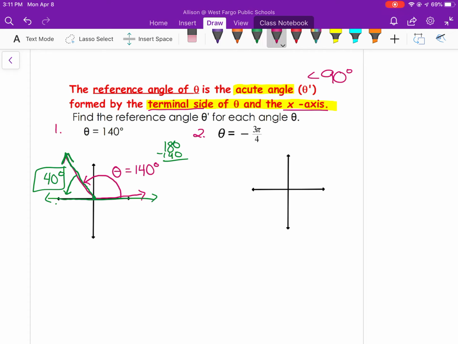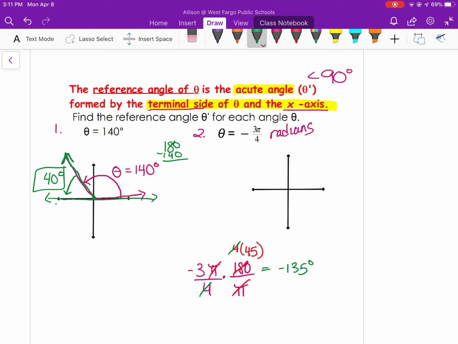If I want to find the reference angle for negative 3 pi over 4, this is in radians. So if I want to find the reference angle, it would be helpful to first change it to degrees by multiplying by 180 over pi. So I can cancel out the pi. Now 180 is the same thing as 4 times 45. So I can take out a factor of 4 from each. And then negative 3 times 45 would be negative 135.